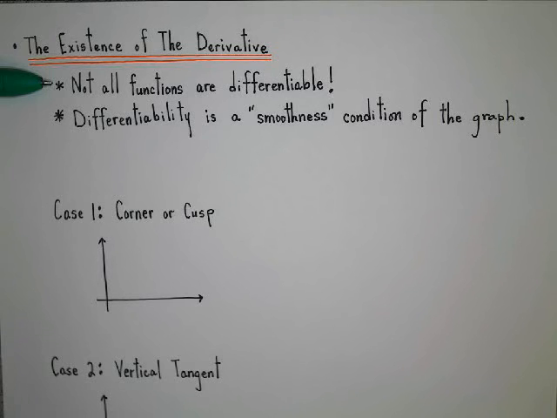There might be some points within that function where the derivative might not even exist, and we'll talk about that in just a moment. So differentiability, I need you to think about that as a smoothness condition of the graph. The graph needs to be smooth around a certain point in order for the derivative to exist. What I mean by that is we have three cases. Case number one is if the graph has a corner or a cusp. A cusp and corner are kind of the same thing.